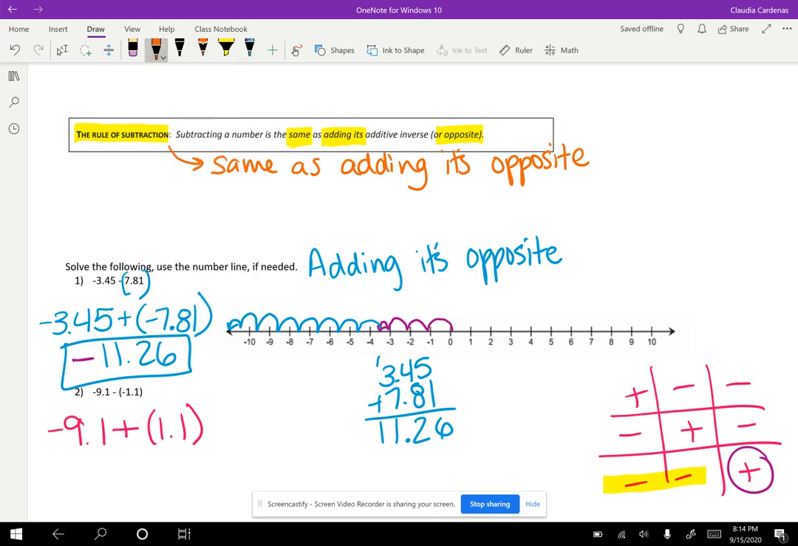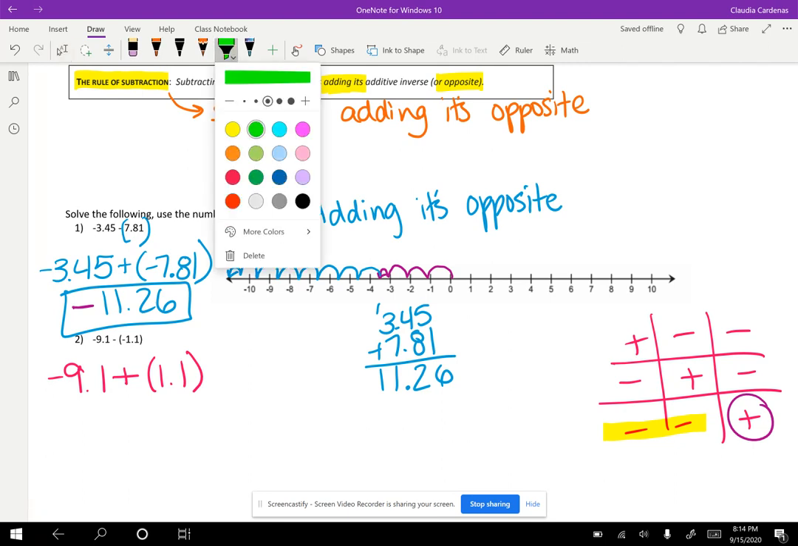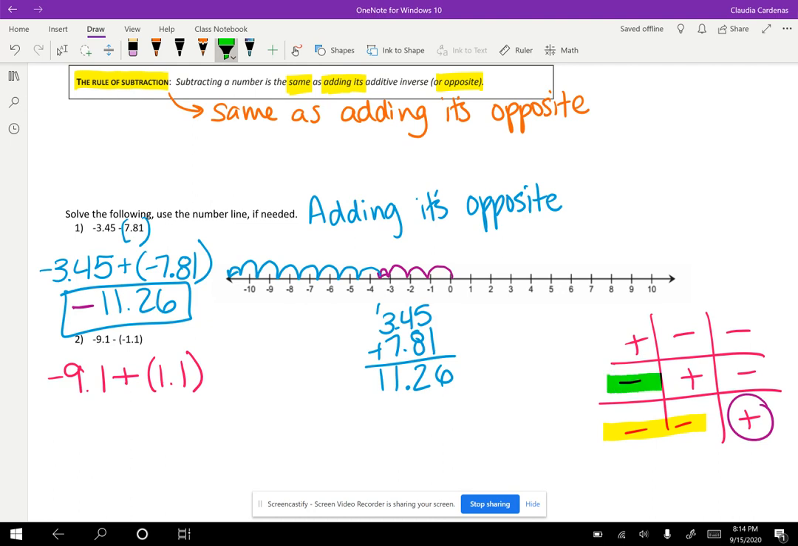Okay, so far so good. Let's go ahead and look at the second one where I see that we have a negative number being added with a positive number. So on my tic-tac-toe chart, I see a negative and a positive, which is telling me that I need to subtract them and keep the sign of the bigger number. So I know that 9.1 is bigger than 1.1. So my answer is also going to be negative.